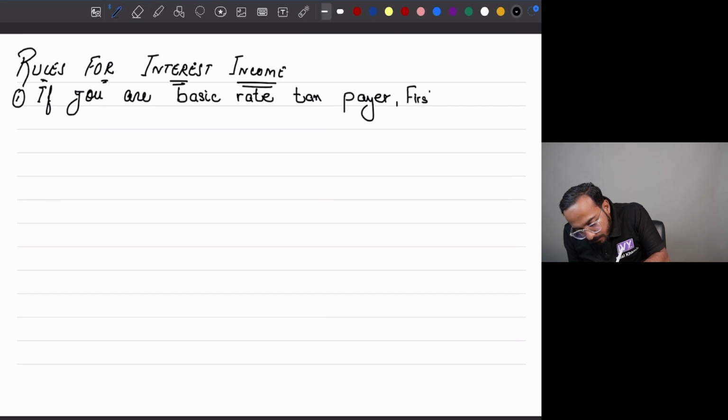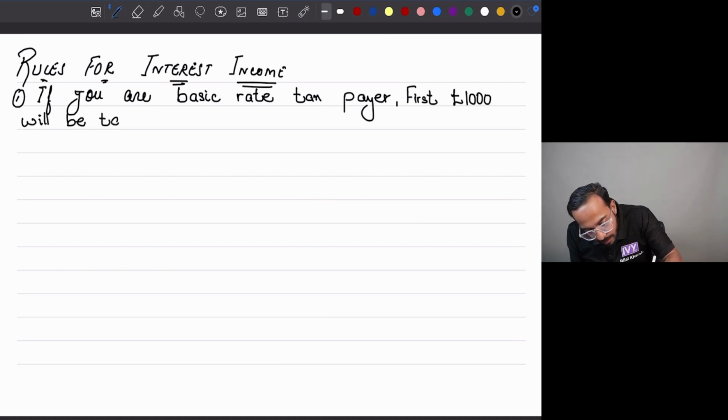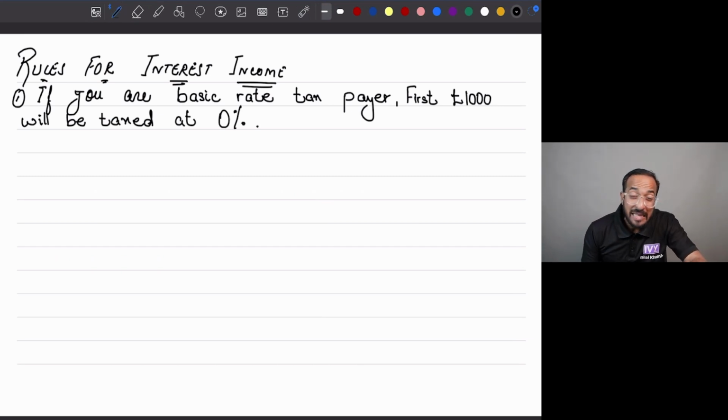the first 1,000 pound will be taxed at 0%. Got it? If you are a basic rate taxpayer, the first 1,000 of saving income will be taxed at 0%.